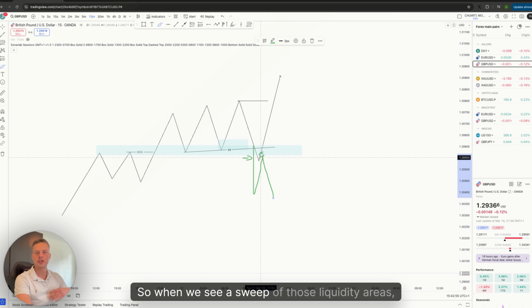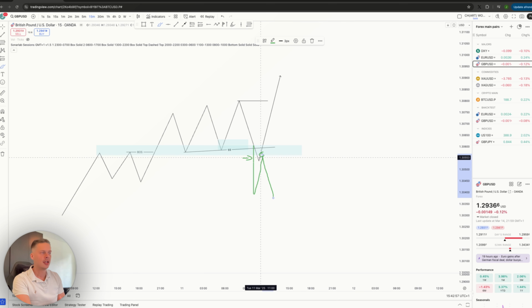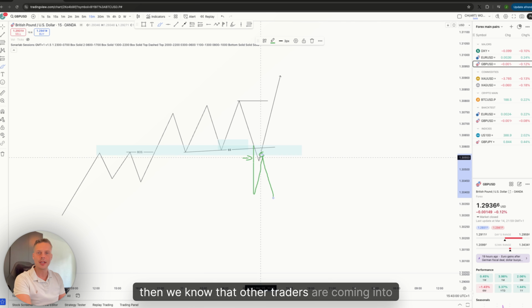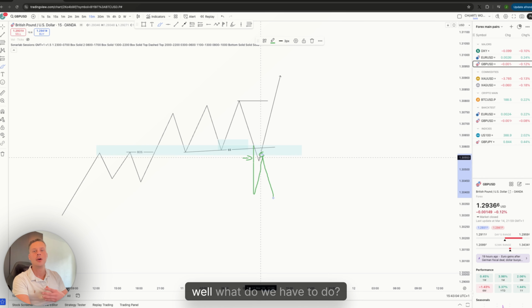So when we see a sweep of those liquidity areas, then we know that other traders are coming into the market. And when we know other traders are coming into the market, well, what do we have to do? We have to go in the opposite direction. That's how my strategy works.